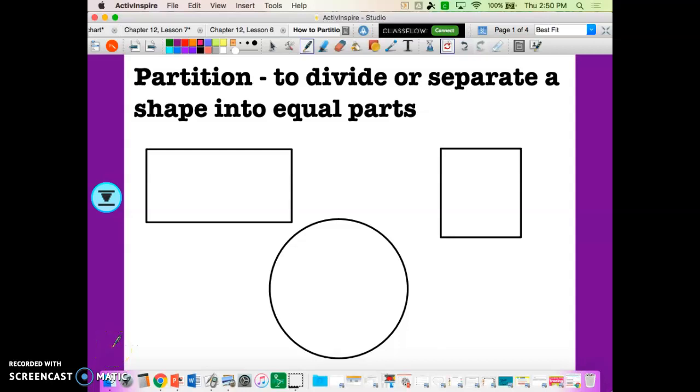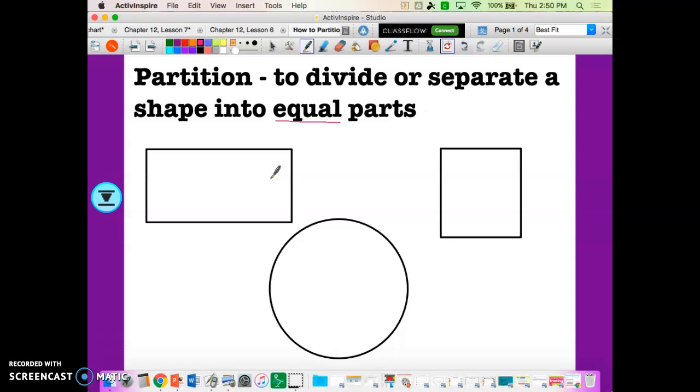So today we got into partitioning. We talked about partition meant to divide or to separate a shape into equal parts. And we spent some time talking about what equal meant. I told them to pretend that this rectangle was a brownie. This is my brownie and I wanted to share it with you. And I want to be fair, of course, because we all want to be kind and loving towards each other.